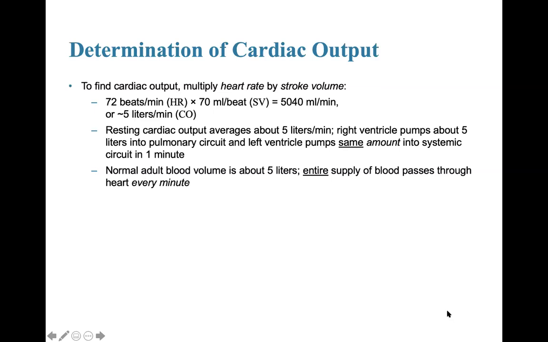The resting cardiac output averages about 5 liters per minute. The right ventricle pumps about 5 liters into the pulmonary circuit, and the left ventricle pumps the same amount into the systemic circuit in 1 minute. The normal adult blood volume, again, is about 5 liters. The entire supply of blood passes through the heart every minute.